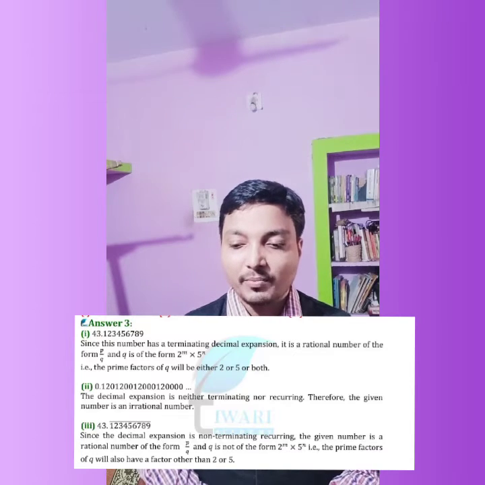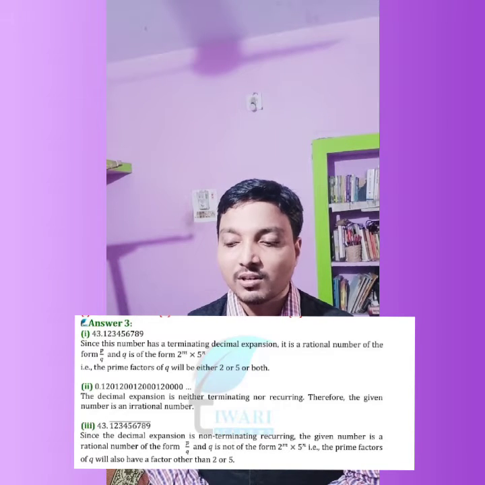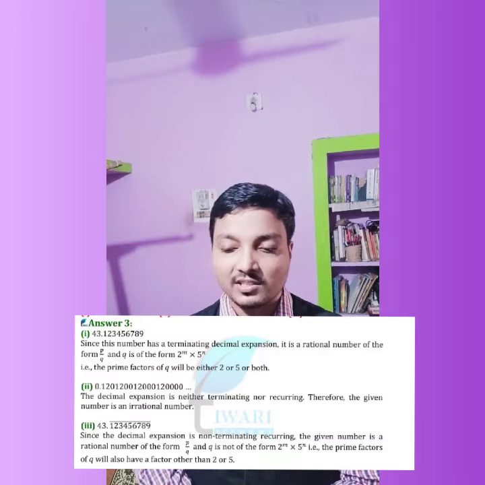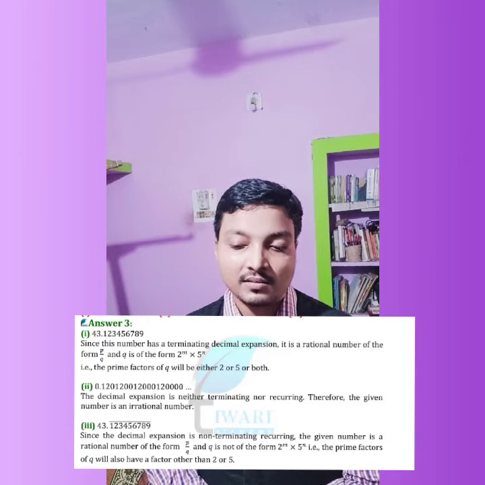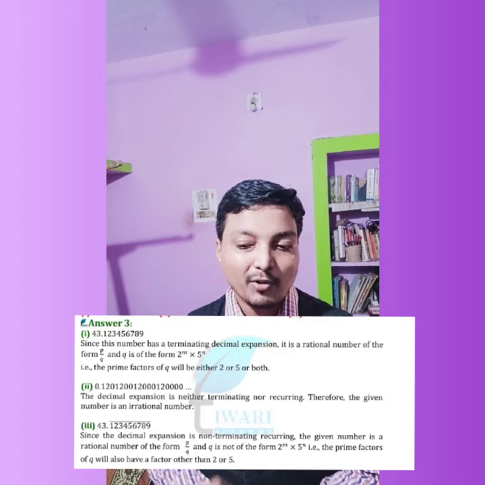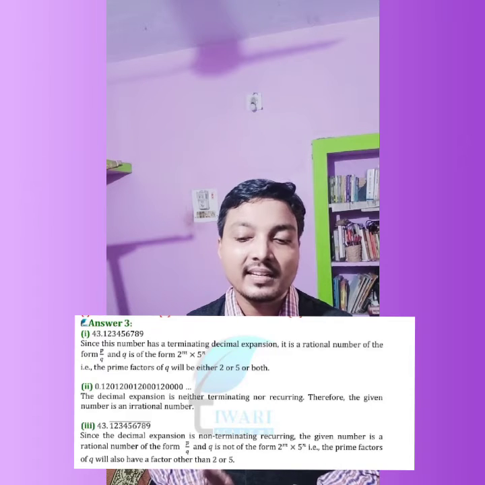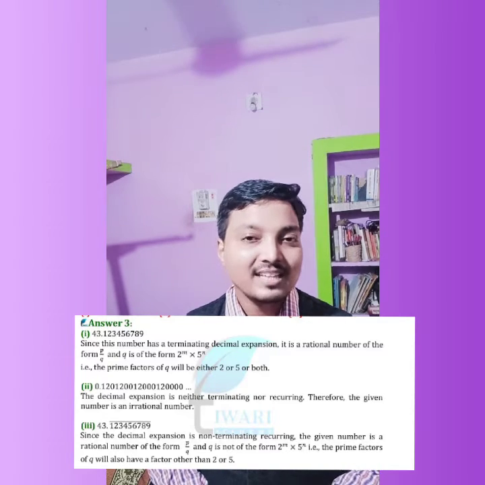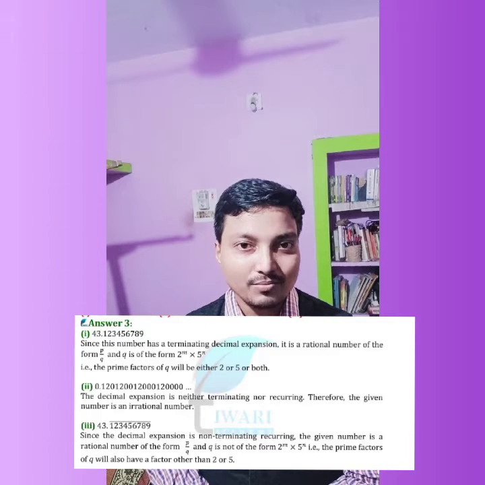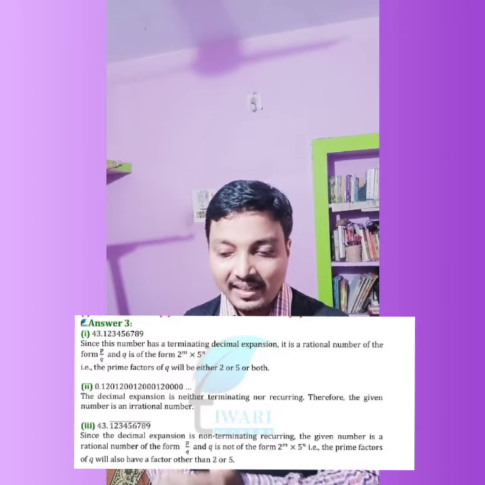Next one is 0.120, 1200, 12000, and 1240. Actually, this one is non-terminating and non-recurring, so it is not a rational number, it is an irrational number. So for this I cannot say anything about the property of the denominator.